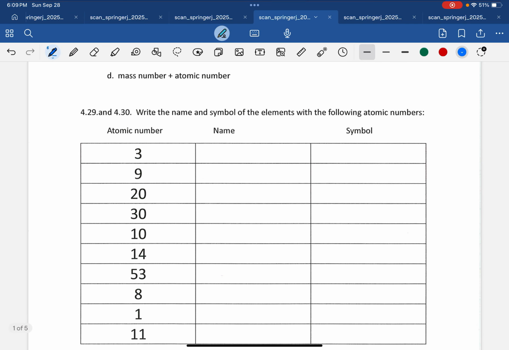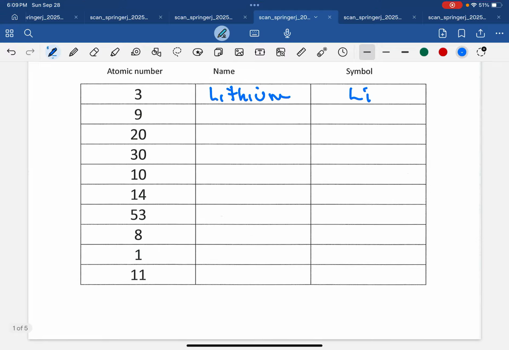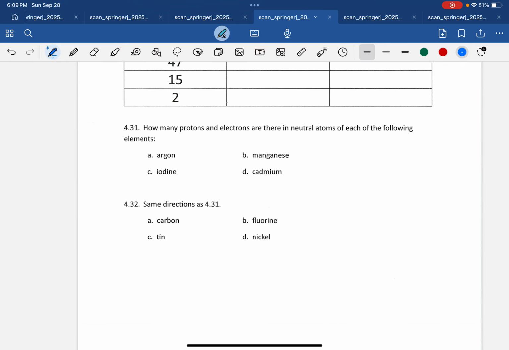4.29 and 4.30. These are from that white book in the back shelf. That's why it's these numbers. Anyway, we want the name and the symbol of the elements of the following atomic numbers. You just have to have a periodic table, find the atomic number, write down the name and the symbol. It's that simple. So you'll want to do that table, and it is extended onto the next page. That's not going to take you very long.